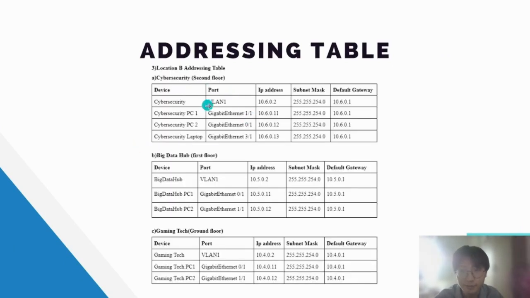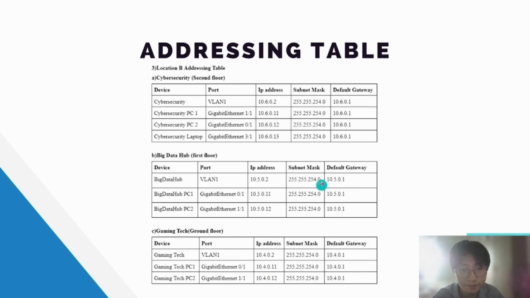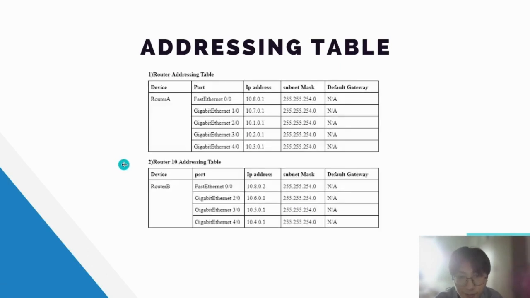So next is location B. We have cybersecurity, big data hub, and gaming tech. They have their own assigned IP addresses and their default gateway. This default gateway, I forgot to explain, is assigned to identify which location to go.